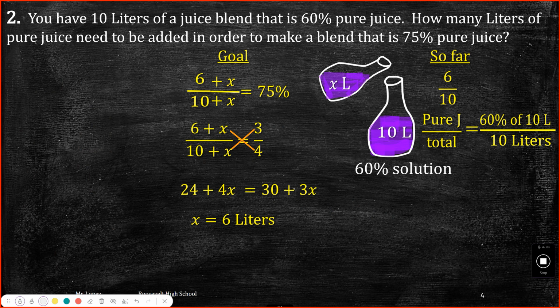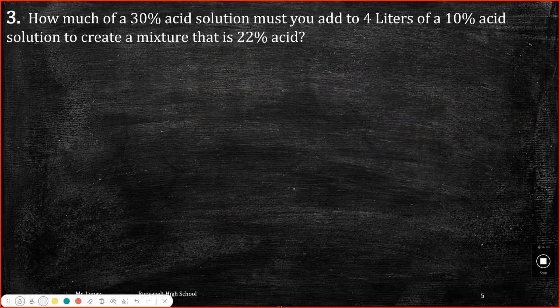Number 3. All right, here's number 3. How much of a 30% acid solution must you add to 4 liters of a 10% acid solution to create a mixture that is 22% acid?